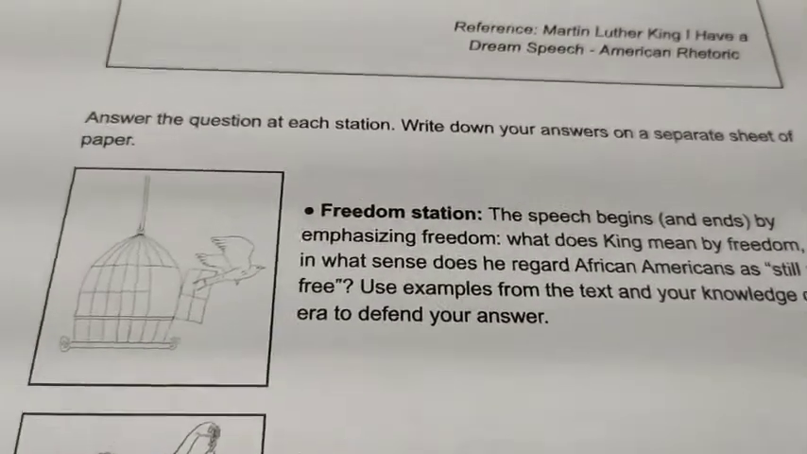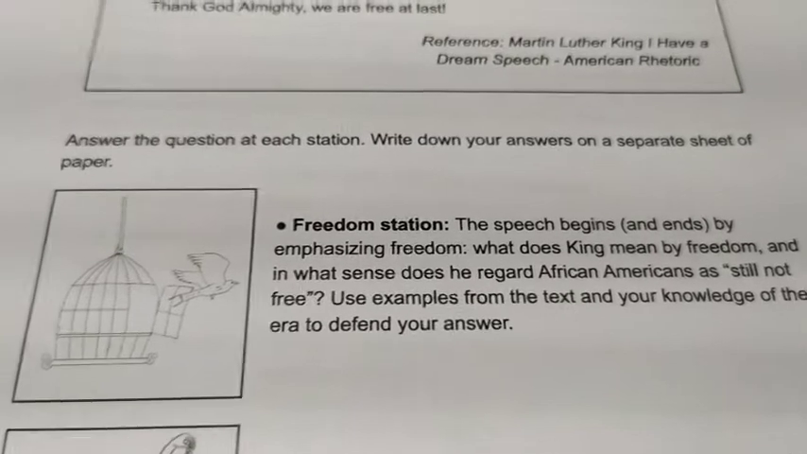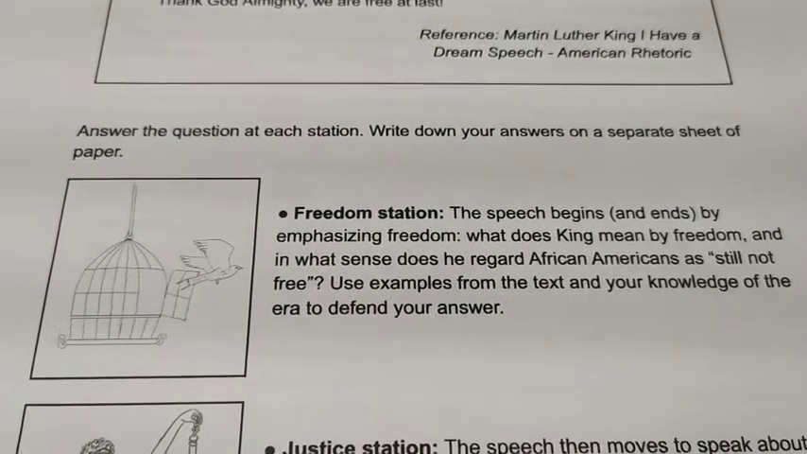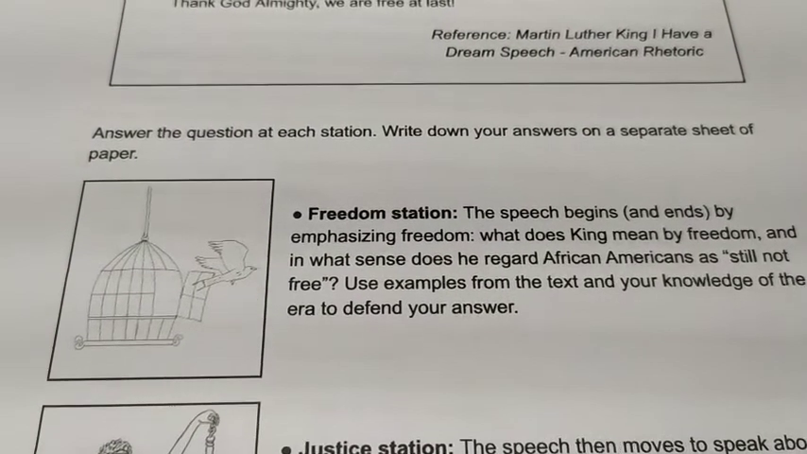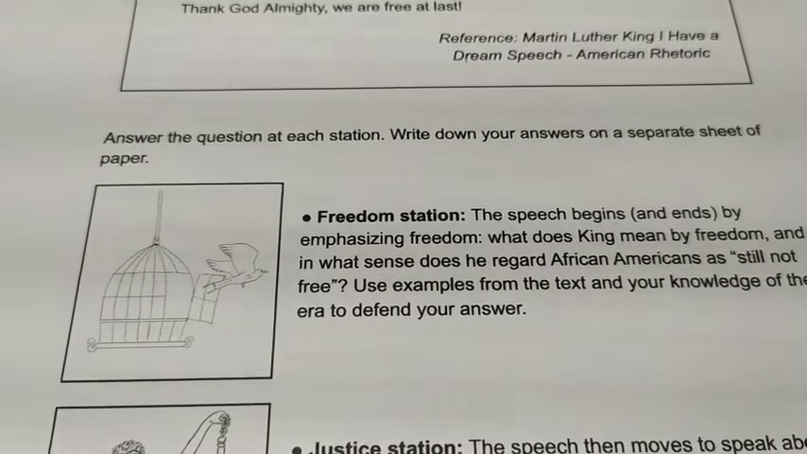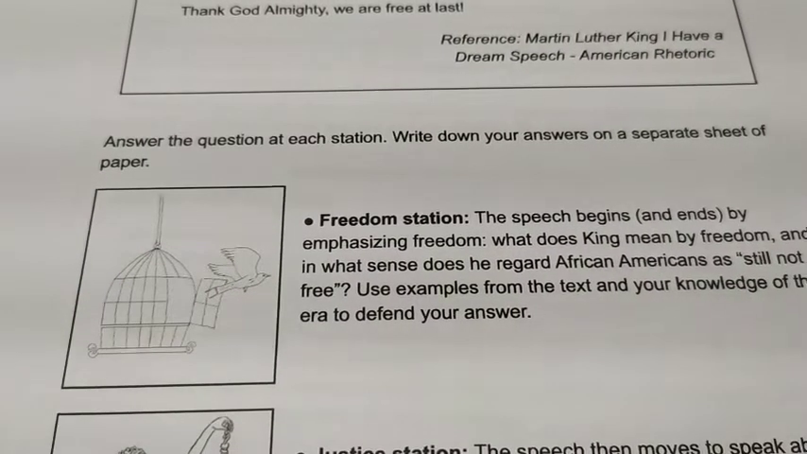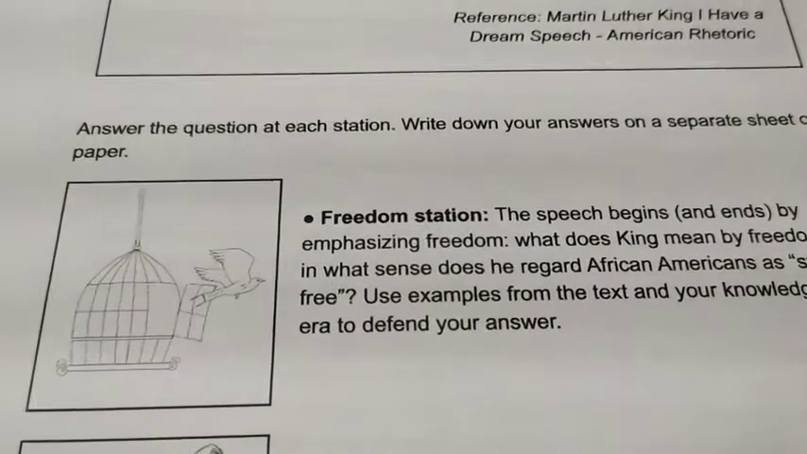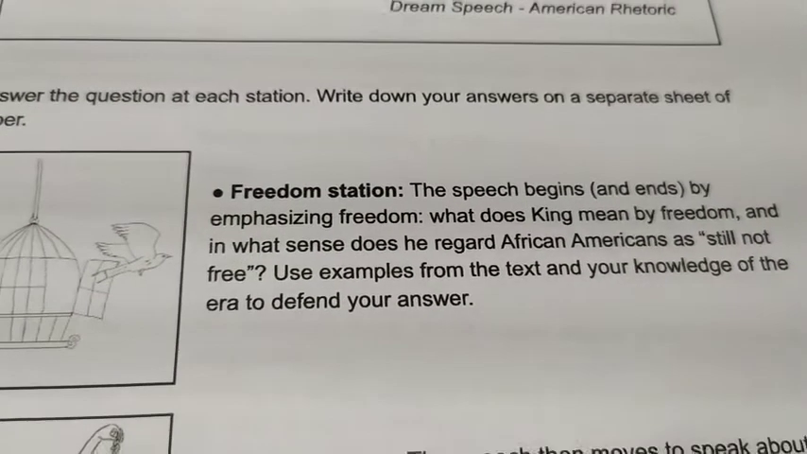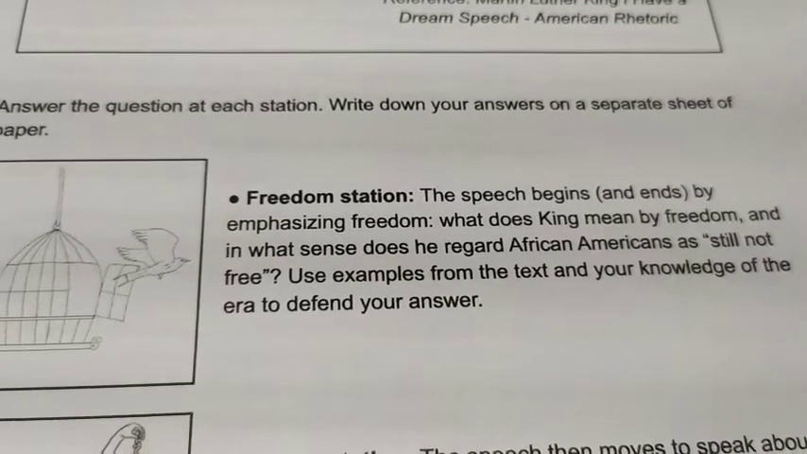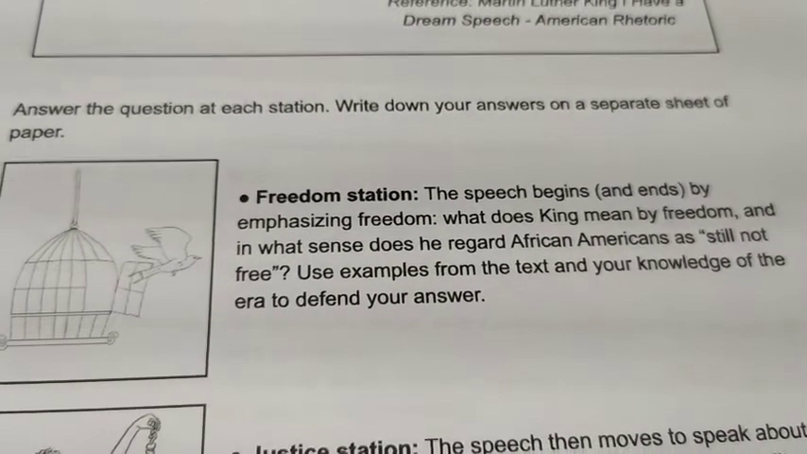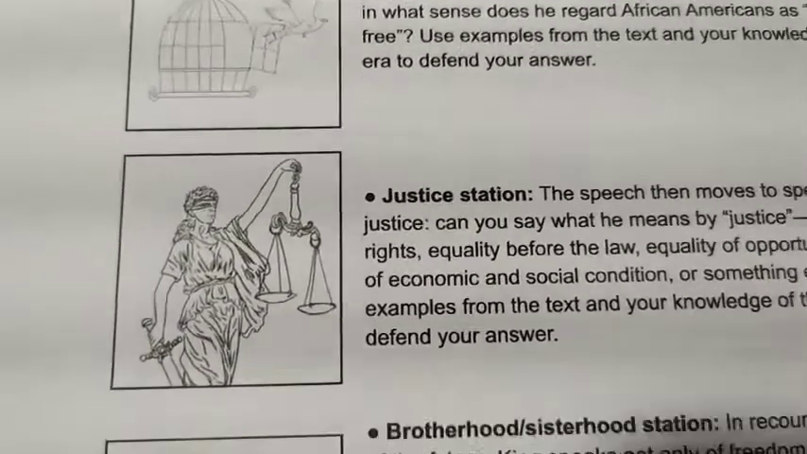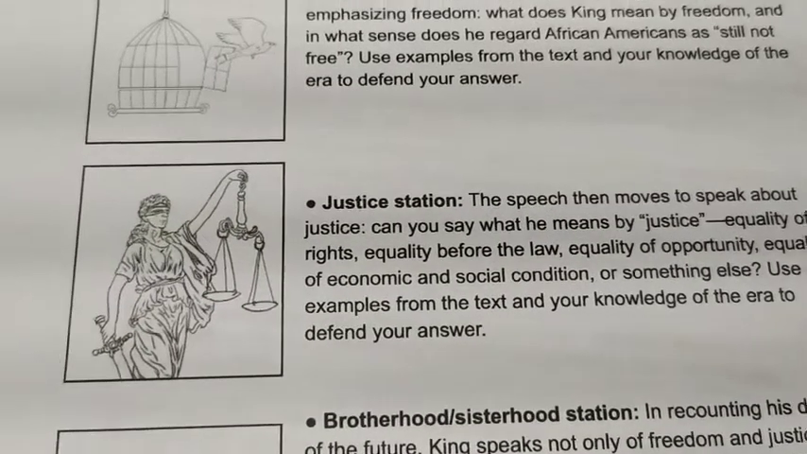In the first illustration, we have Freedom Station. The speech begins and ends by emphasizing freedom. What does King mean by freedom? And in what sense does he regard African Americans as still not free? Use examples from the text and your knowledge of the era to defend your answer. So you will define what freedom means to the author and why did he say that African Americans are still not free.